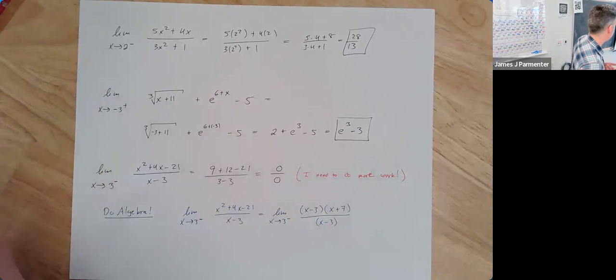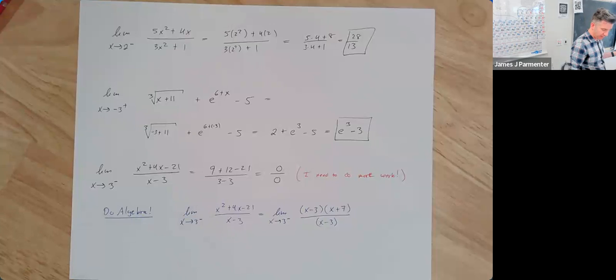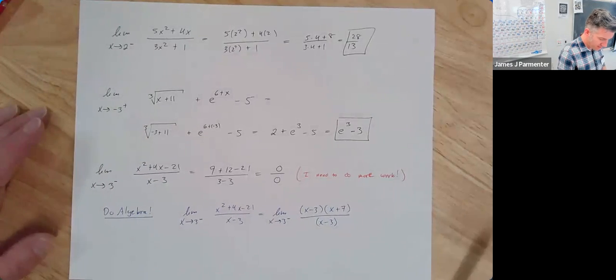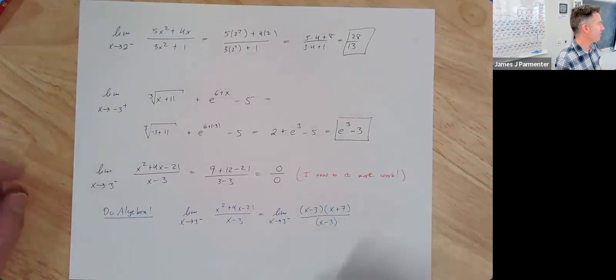I will point out, usually the thing that is making you get a 0 on top, like if I plugged in 3 and I got 0, that means x minus 3 should be a factor. If I plugged in negative 2 and got 0, that would mean x minus negative 2, or x plus 2, should be a factor. It's a good thing to keep in mind when you're trying to factor this. And then I can cancel those factors.